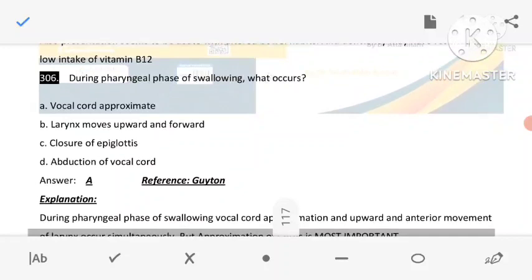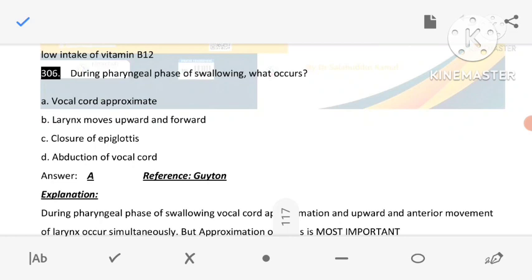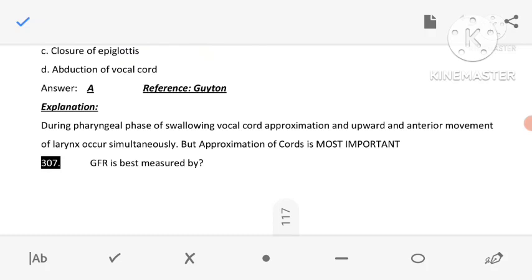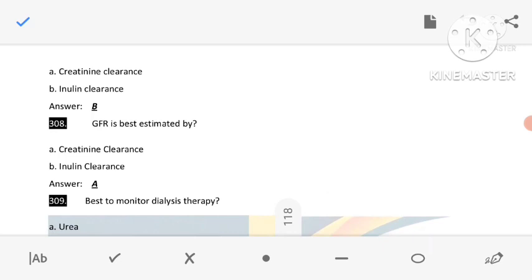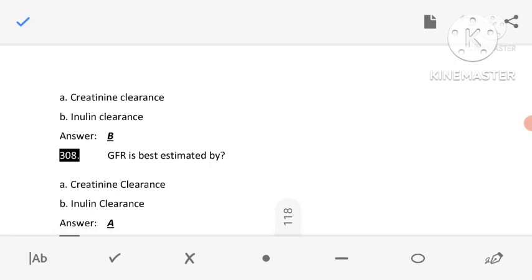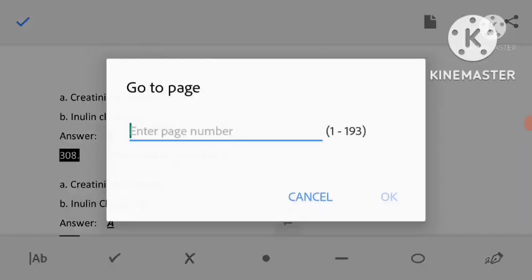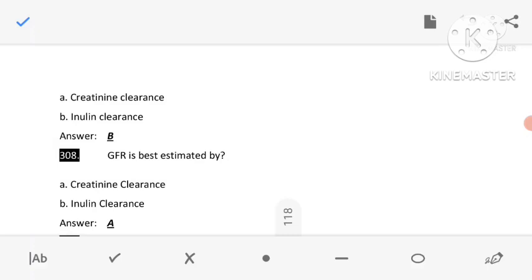Point number 306: during the pharyngeal phase of swallowing, what occurs? Vocal cord approximation. Point number 307: GFR is best measured by. Actually, there are two types of scenarios which come in the exam: GFR is best measured by, and GFR is best estimated by. GFR is best measured by inulin clearance, and GFR is best estimated by creatinine clearance. So these are two different scenarios.